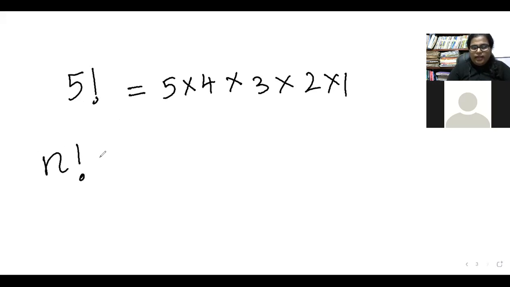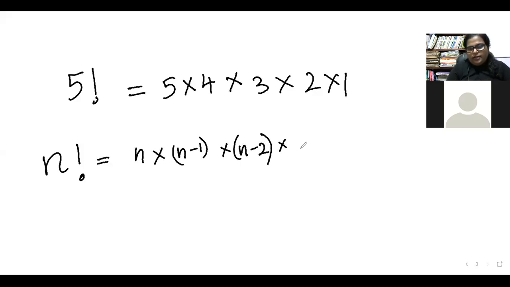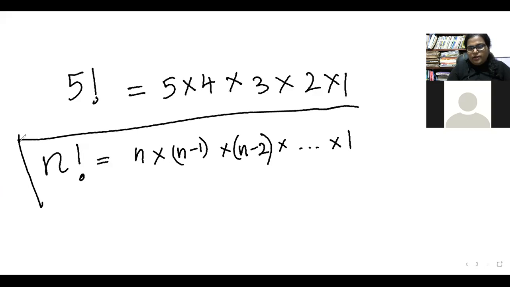Generally, if we consider the form of n factorial, n can be any positive number you want. Here n, right? So it is n into n minus 1 into n minus 2. Likewise, you have to go up to 1, right? So this is the meaning of factorial notation.